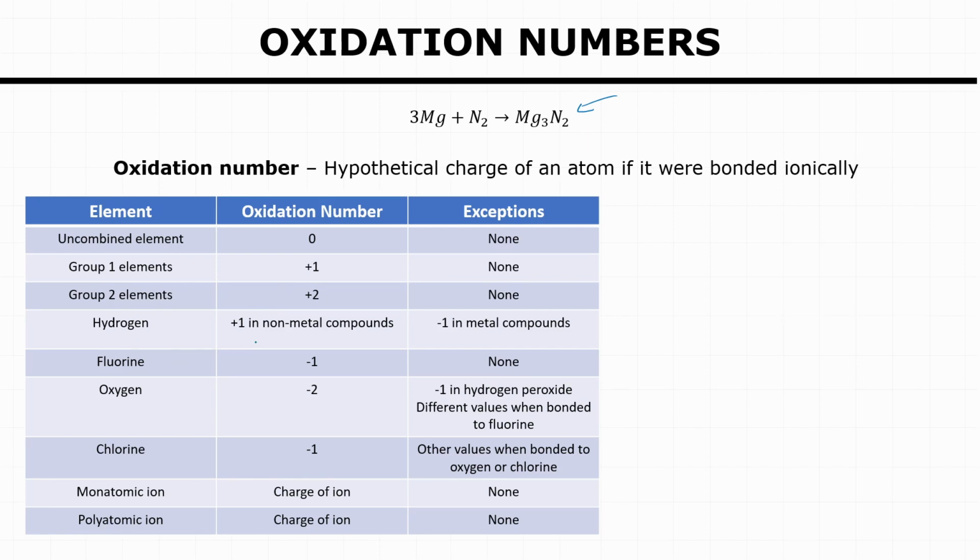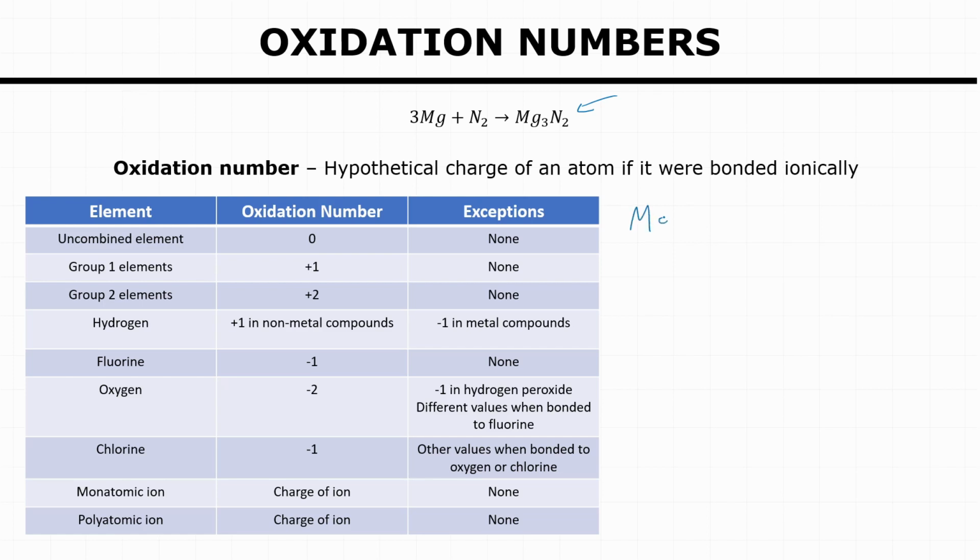Hydrogen has an oxidation number of +1 in non-metal compounds and -1 in metal compounds. Fluorine is -1, oxygen is -2. It has some exceptions. Chlorine is -1. For monatomic ions and polyatomic ions, the oxidation number of that ion is just going to be the charge of that ion. And so let's take these rules and apply them to our problem here.